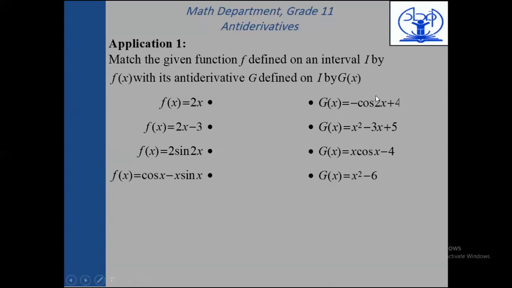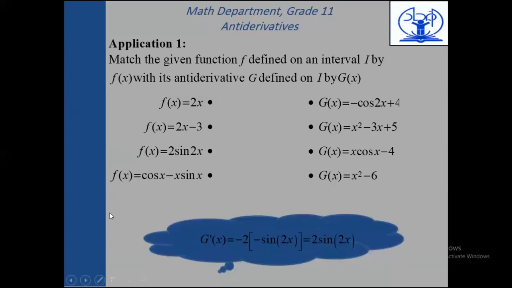So consider this capital G of x, derive it, it will be its cosine u here, which is minus u prime sine u, and you have a minus, so you will get 2 sine 2x. So this function here, 2 sine 2x, is the derivative of that function. So this function on the right, g of x, is an antiderivative of f of x. By the way, this 4 could have been replaced by 40. You will get the same answer. It will be an antiderivative.